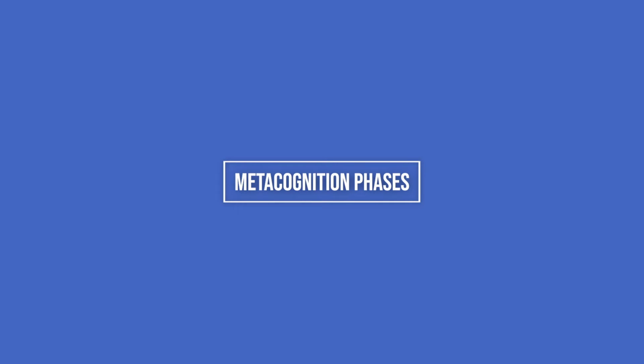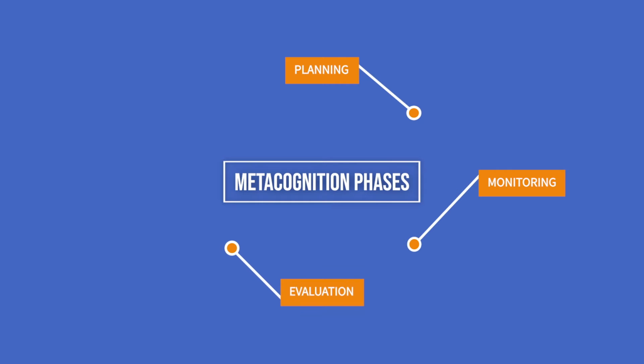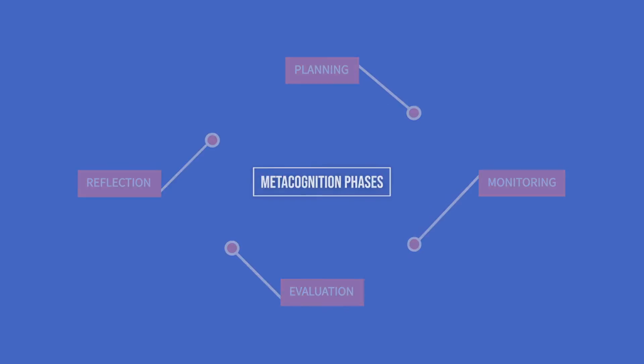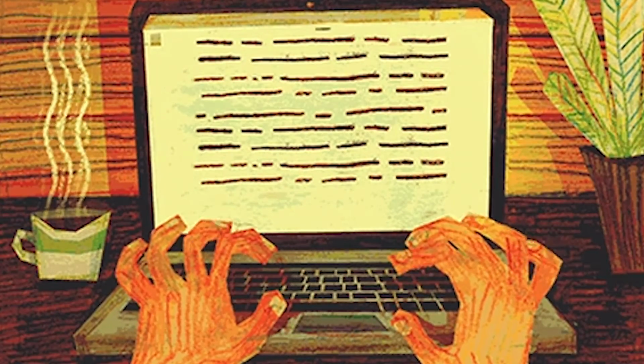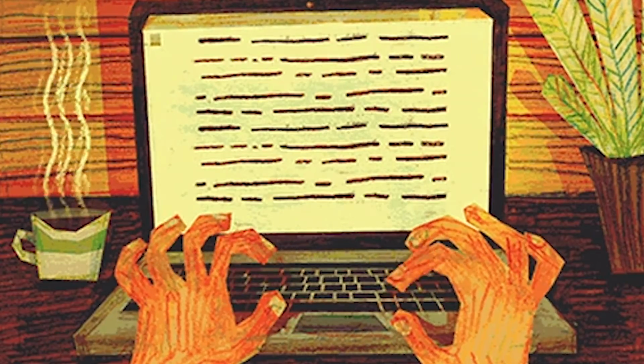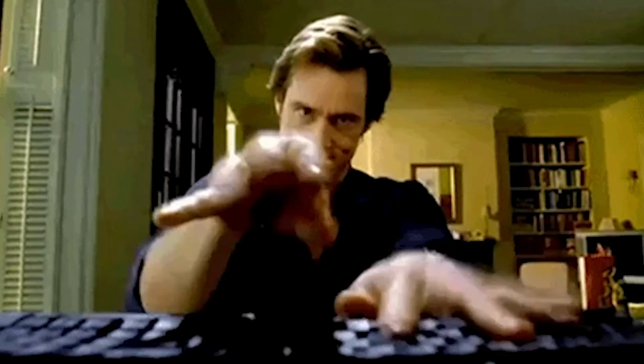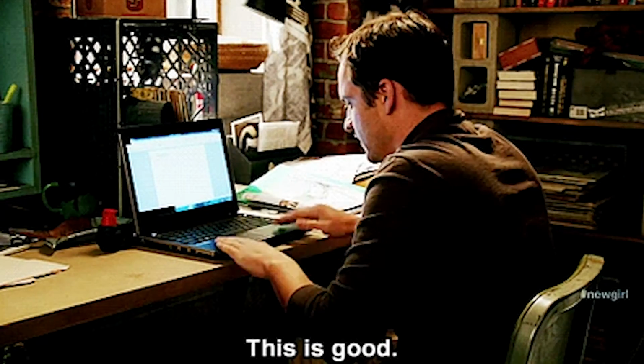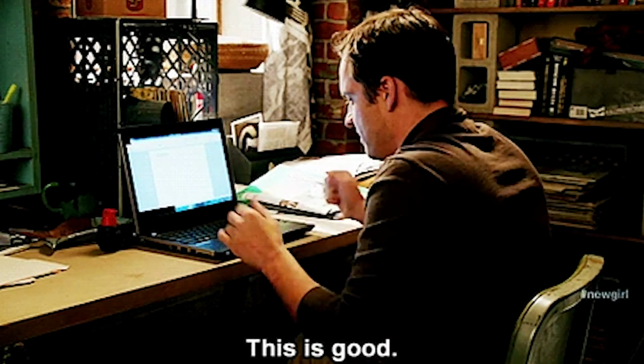Let's move on to the phases of metacognition such as planning, monitoring, evaluation, and reflection. Let's say you are going to write an insight paper about a certain journal. Part of your planning will be drafting an outline of your insight paper after reading the journal. Then, you monitor your progress as you write your insights about the journal.